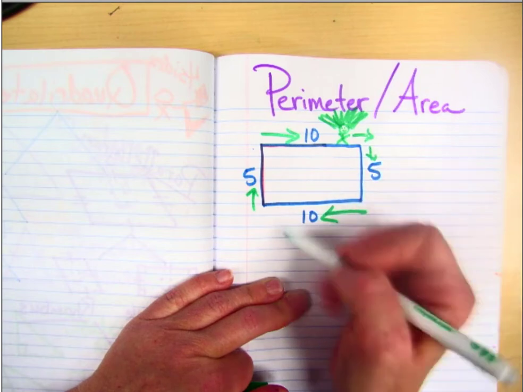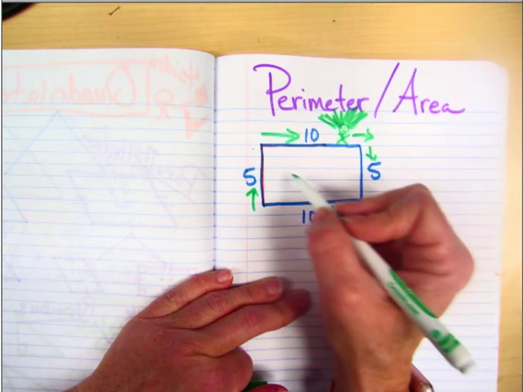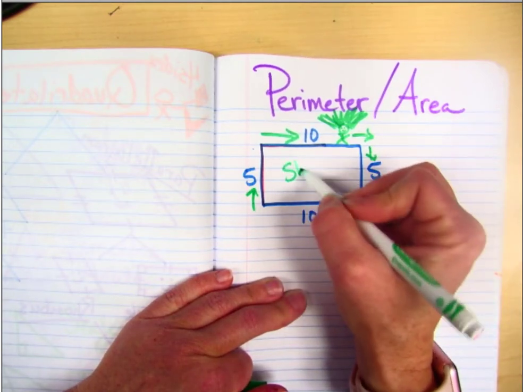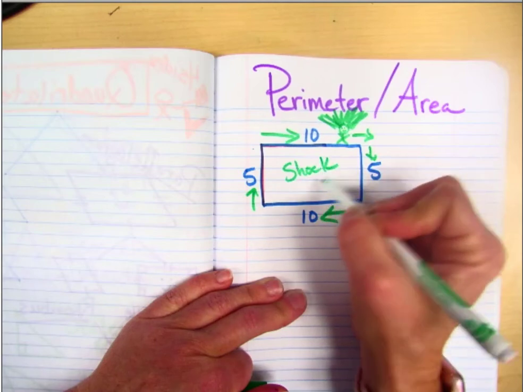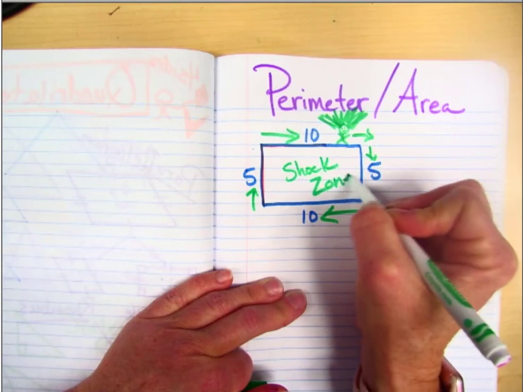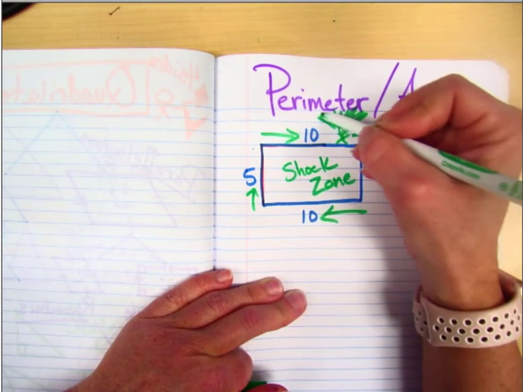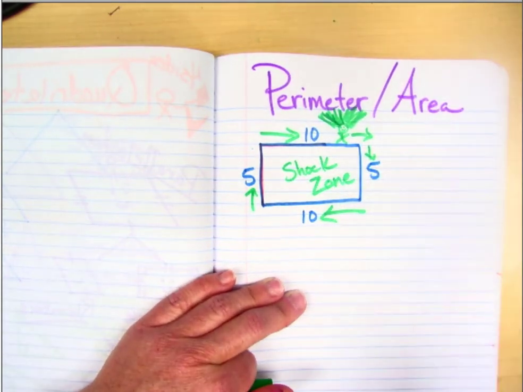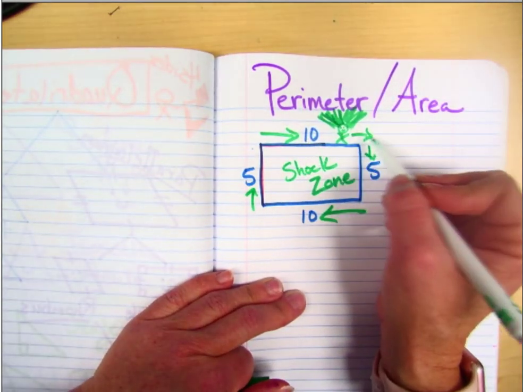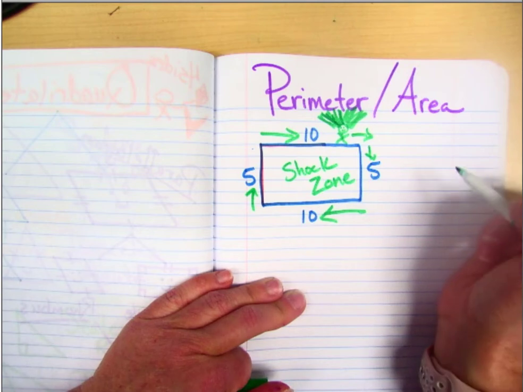He can only go around and add up all the outside numbers. If he tries to count the inside, this is a shock zone. Once he crosses that line, his hair might fall out the next time he does it. So Perimeter Man's going to run around and he's going to add up all the outsides.